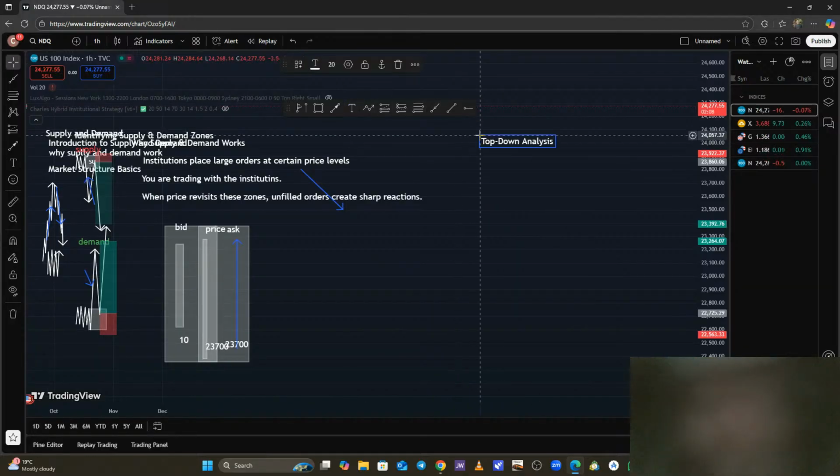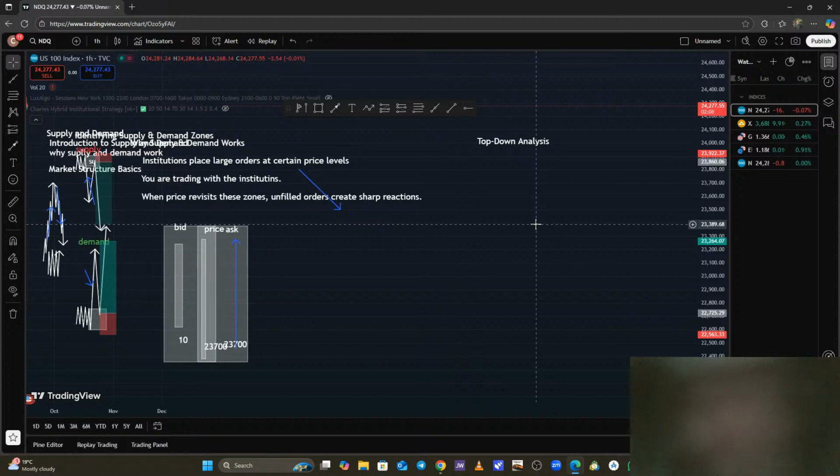So what is top-down analysis? Basically, top-down analysis is analyzing your market starting from the higher time frames and moving to the lower time frames so that you can get the bigger picture. So how do you do your analysis for supply and demand zones? There are three steps, and this is how I personally do it. You now need to find your own way of doing it.